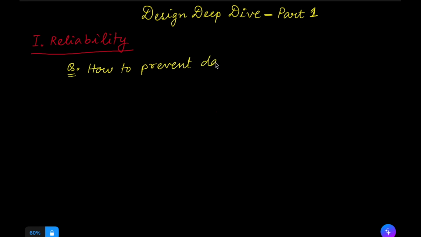Welcome to this video where we dive deep into the designing of a notification system. In this video we will be discussing the topic of reliability. Reliability is an important topic while designing a notification system in distributed environments. In this section we'll be answering a few questions. First: how to prevent data loss.